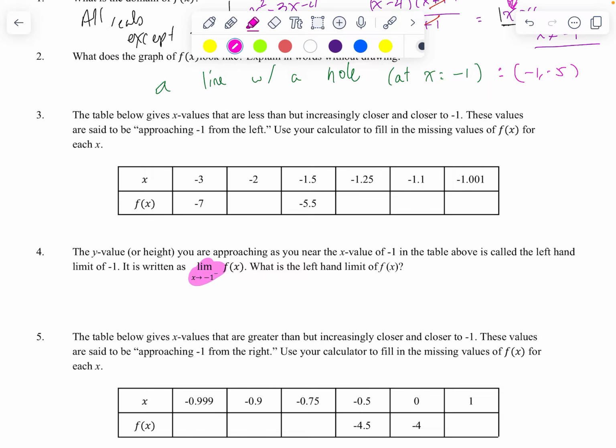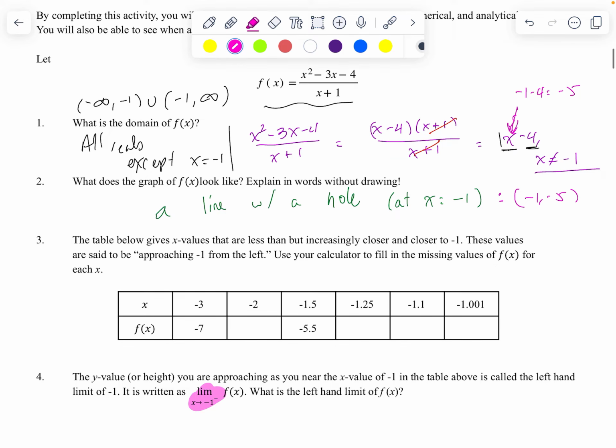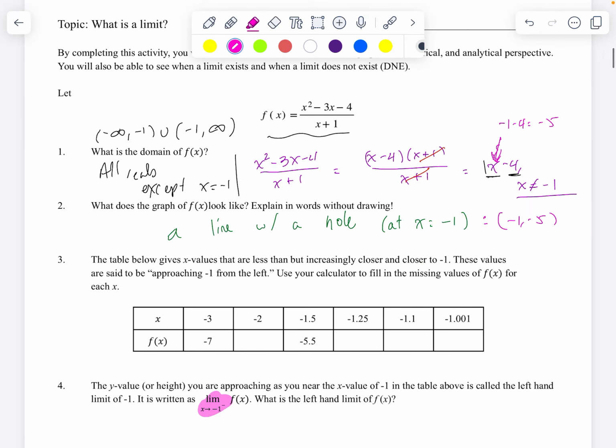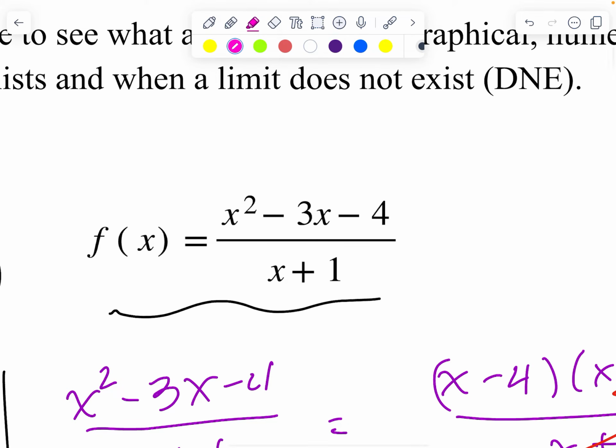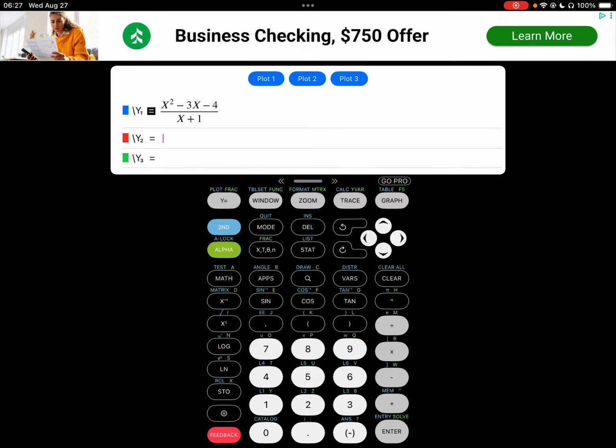What you're going to need to do, though, is plug this equation into your calculator. It was x squared minus 2x minus 4 over x plus 1. Don't use x minus 4. No bueno. You want to use x squared minus 2x minus 4 over x plus 1. I'm going to open up my calculator app. I have it in here already.